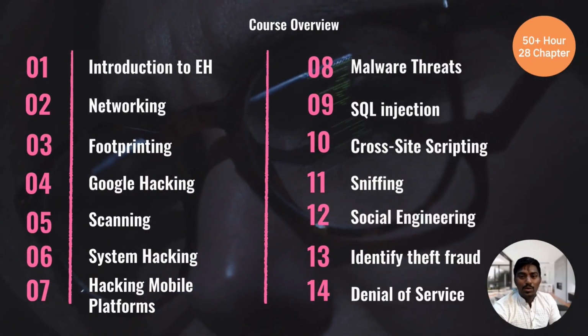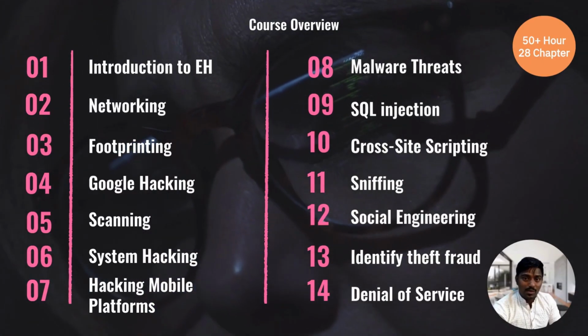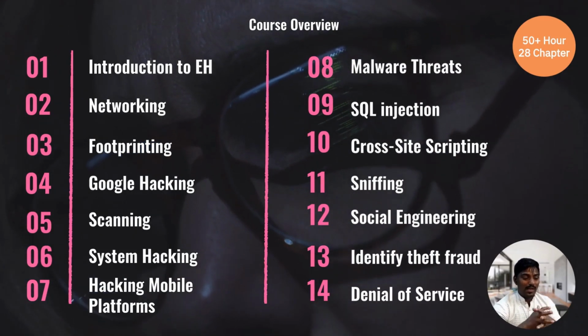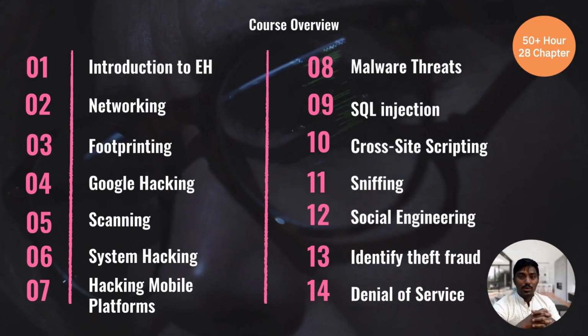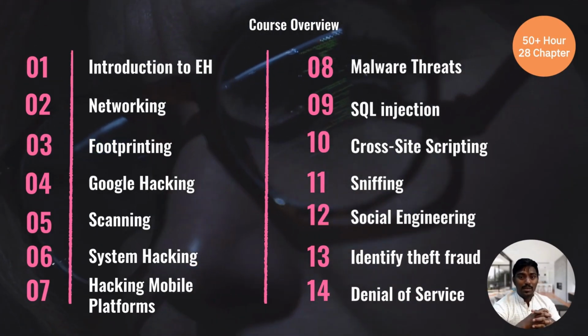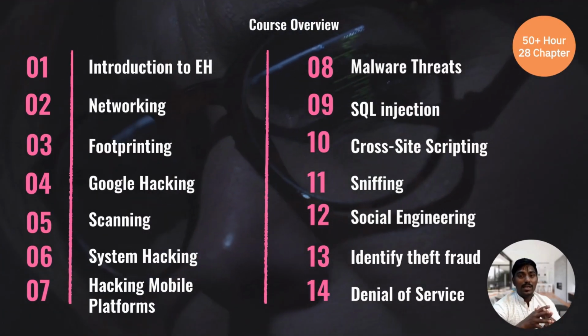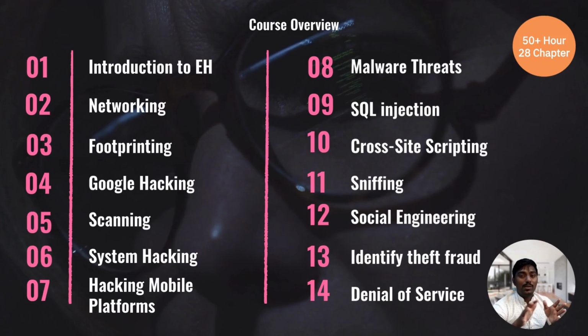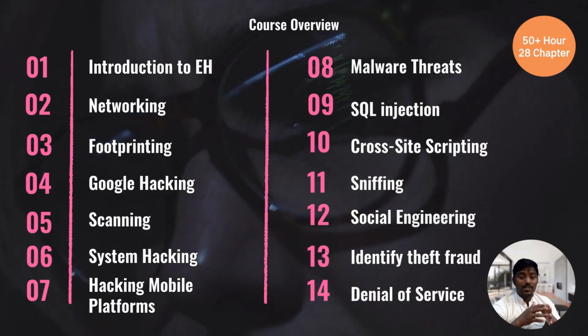So let's find out what you will learn in this course. Course breakdown. Introduction to ethical hacking. What is ethical hacking and why is it so important in today's world? Networking. The basics of networking, which are essential for hacking and system security. Footprinting. Gathering information about the target system and identifying weaknesses.